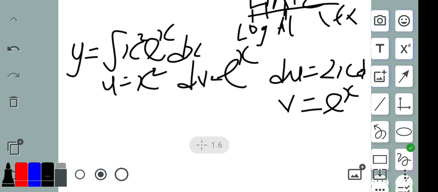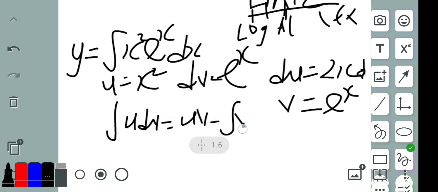So we have this. From our formula, how do we solve this problem? We know that the integral of dv gives me v, and the integration of exponential x still gives exponential x. From our formula, we have the integral of u dv equals uv minus the integral of v du. So from here, we can easily continue our problem.